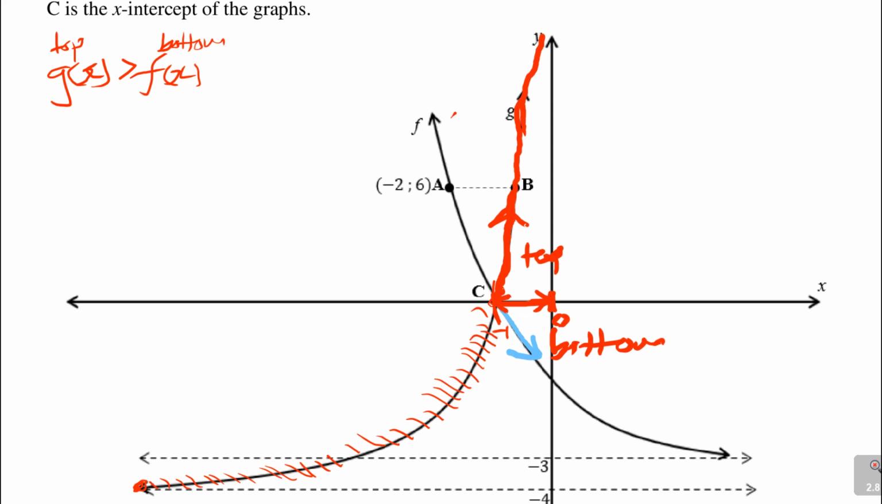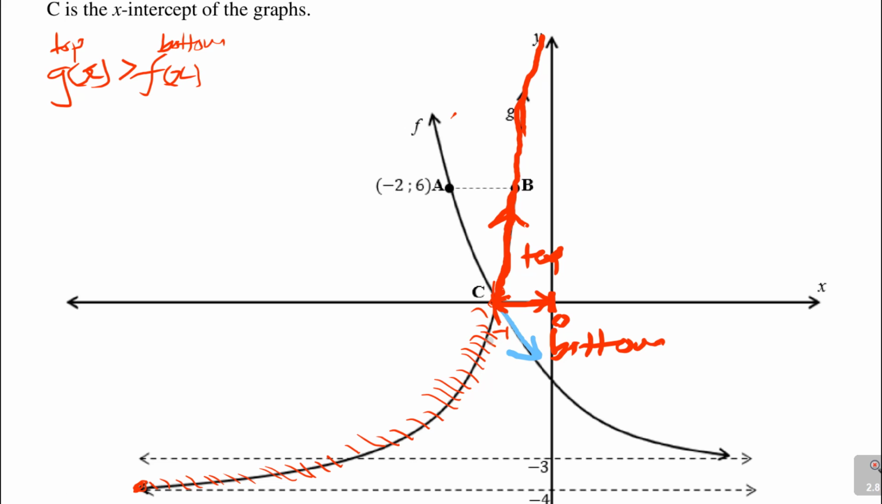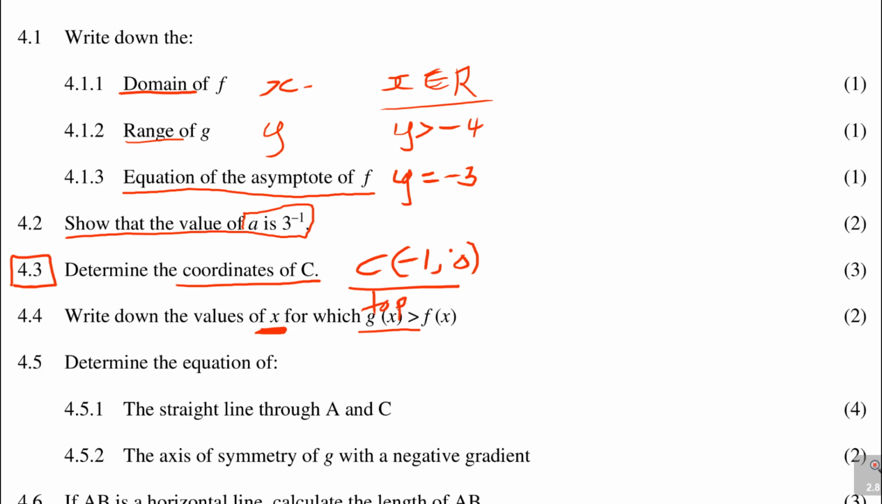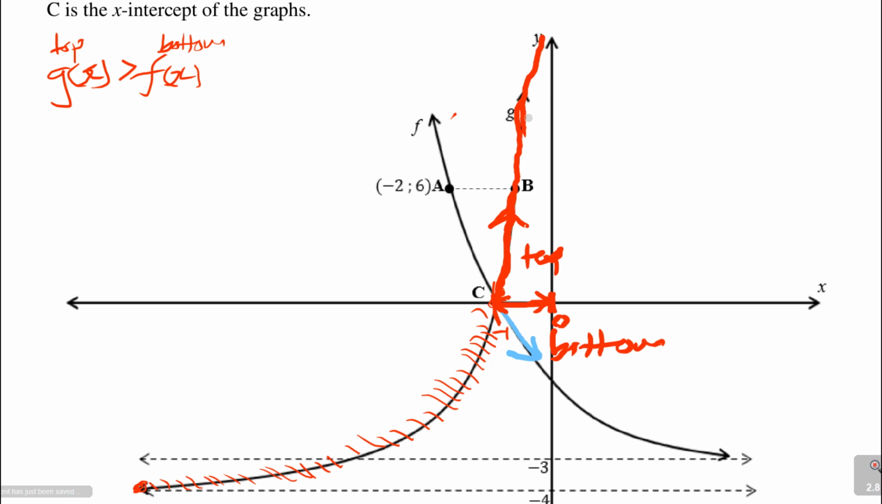You see that? So the question was, write down the values of x. You see? So those values of x are what? From -1 to 0. That is the values of x where, sorry about that, this is the values of x where this graph can go on. It will never go beyond.